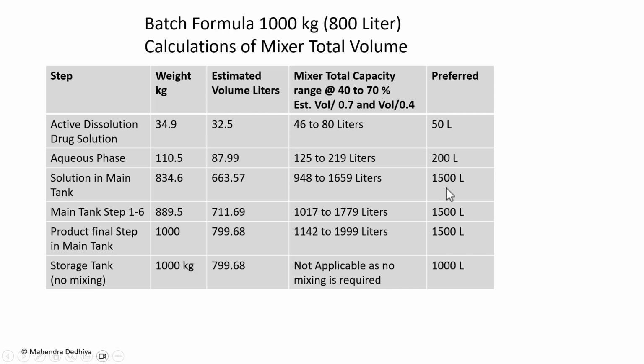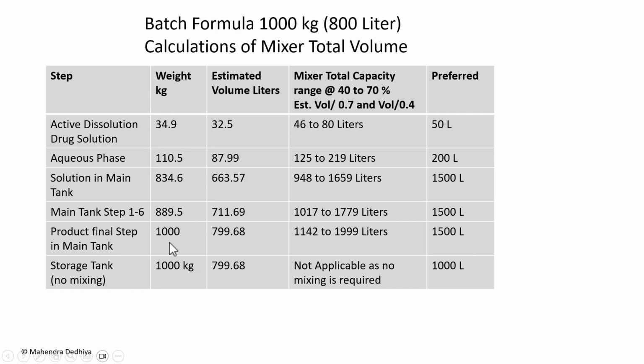Decide on a mixer. Next step, when the main tank is used, active is added. It is 889.5 kilos. The volume is 711.69 liters. The 40% and 70% range will be shown here, 1017 to 1779 liters. The final product now contains the aqueous phase as well as steps 1 through 6.